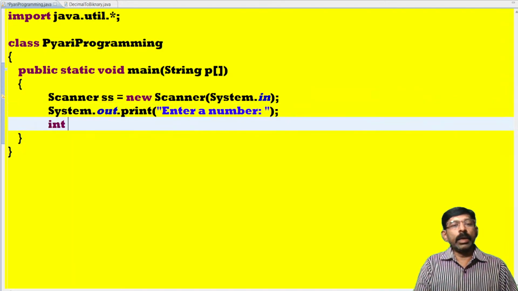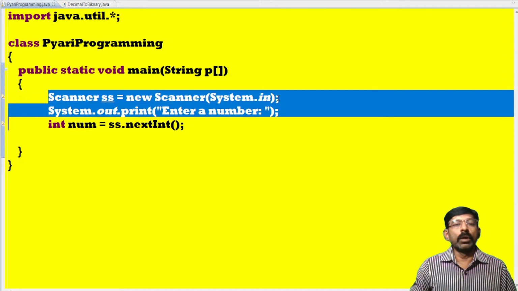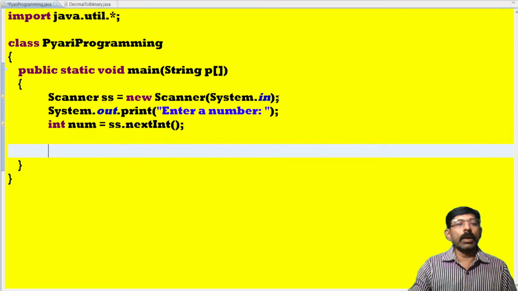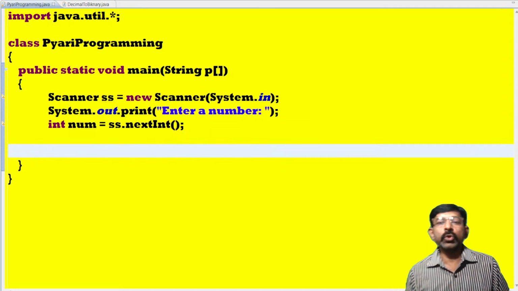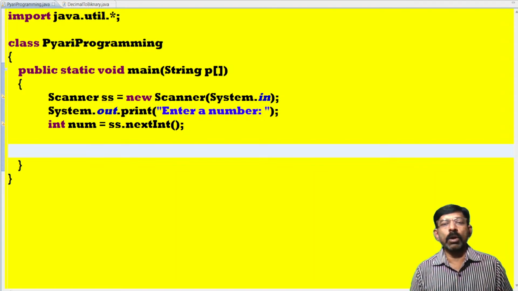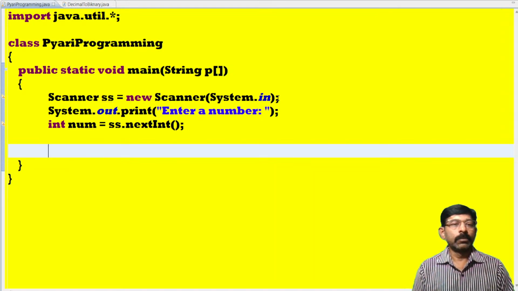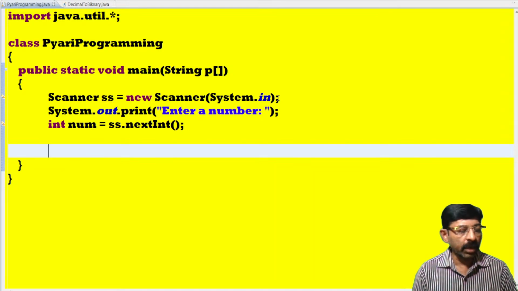Then int num is equal to ss.nextInt() to accept a number. Accept part is over. After that, the most vital part begins: what should I do for 9th class? I will check whether the original number is prime or not, and then I will get the reverse. But for 9th class, you will get the reverse first of all.